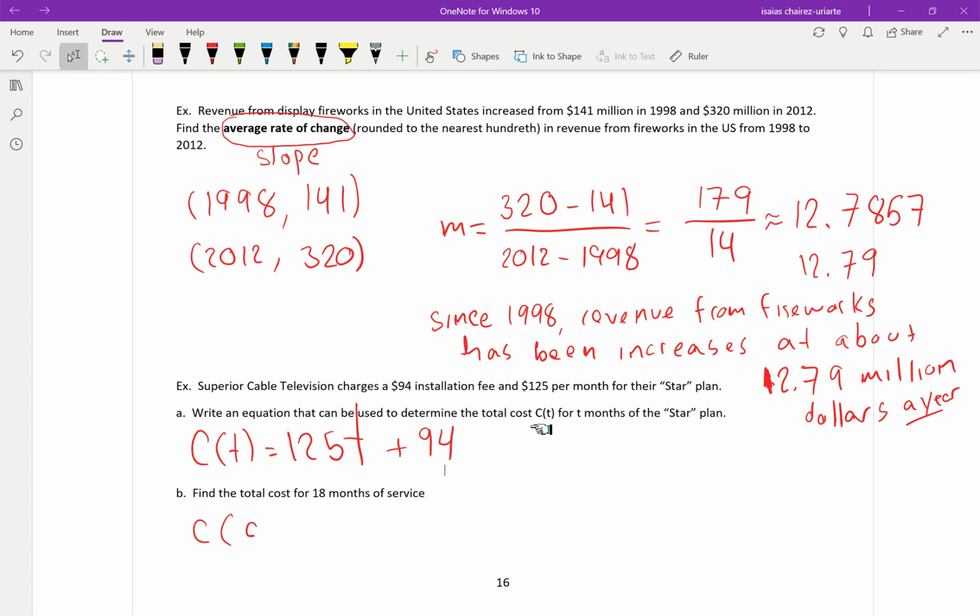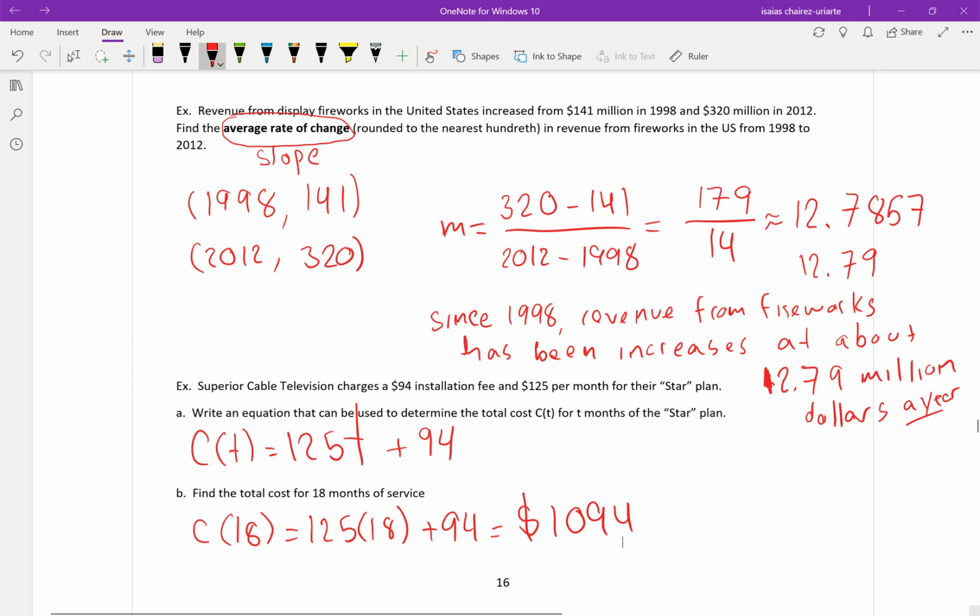Okay, so now I guess what we gotta do is compute C of 18. So what is the cost of this plan for 18 months? So 125 times 8, it's 1,000, so $1,094. That's expensive, I think. I don't know. What do I know?